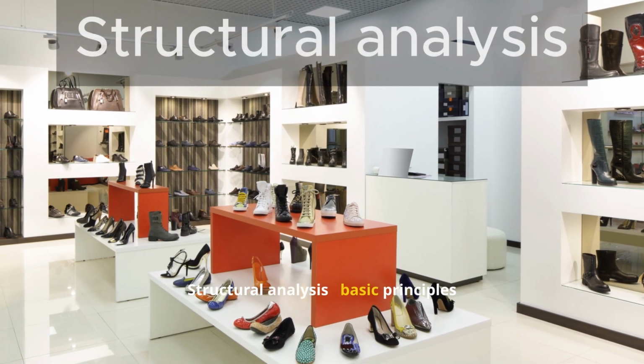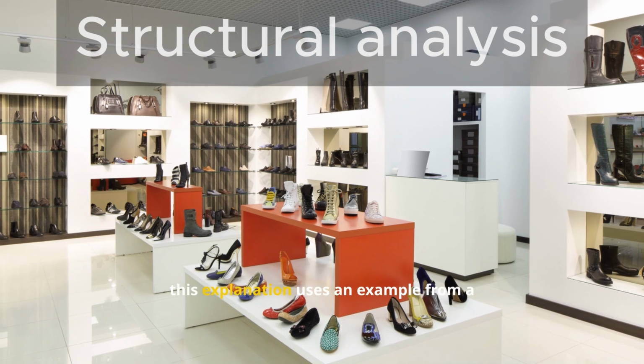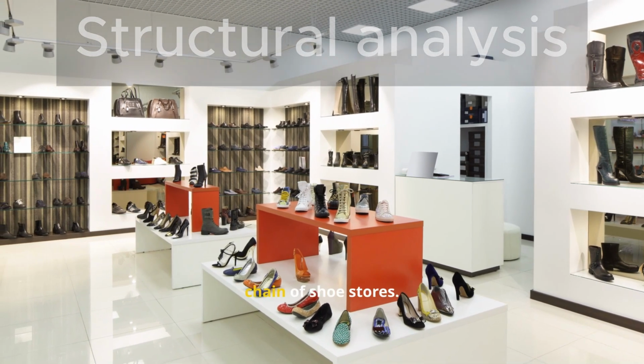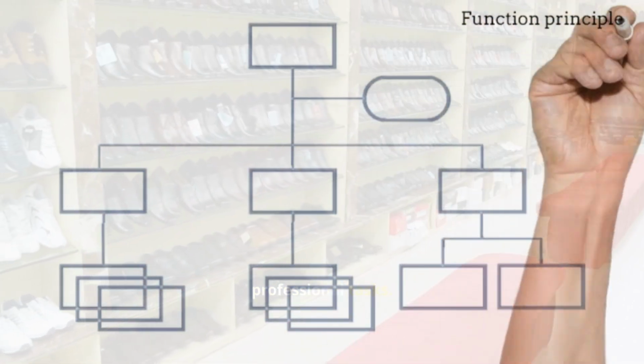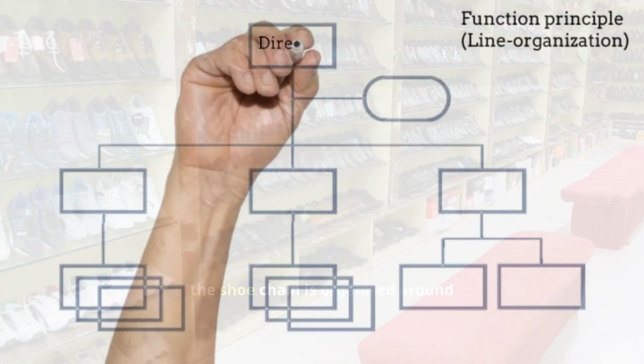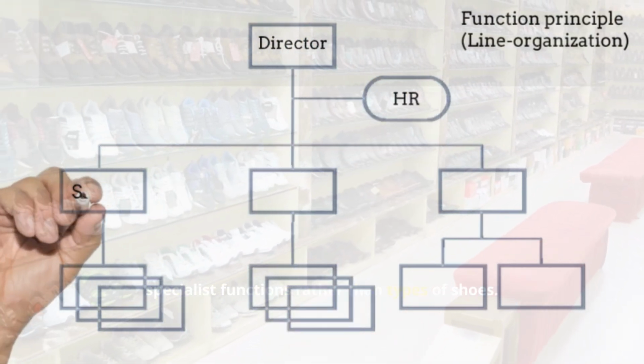Structural analysis, basic principles explained. To make the concepts easier to grasp, this explanation uses an example from a chain of shoe stores. First, the functional principle, where work is divided according to professional tasks. In a functional structure, the shoe chain is organized around specialist functions rather than types of shoes.